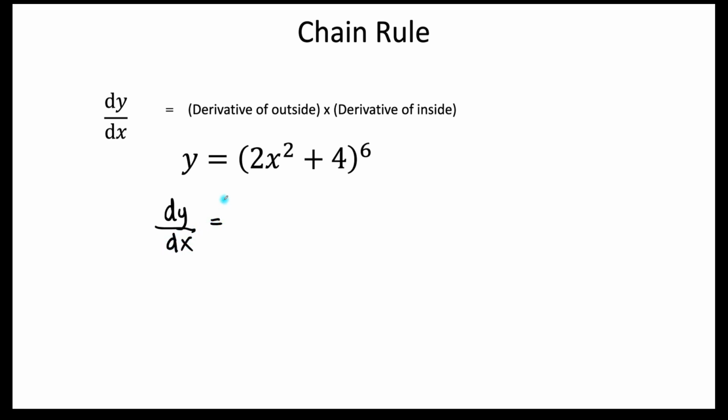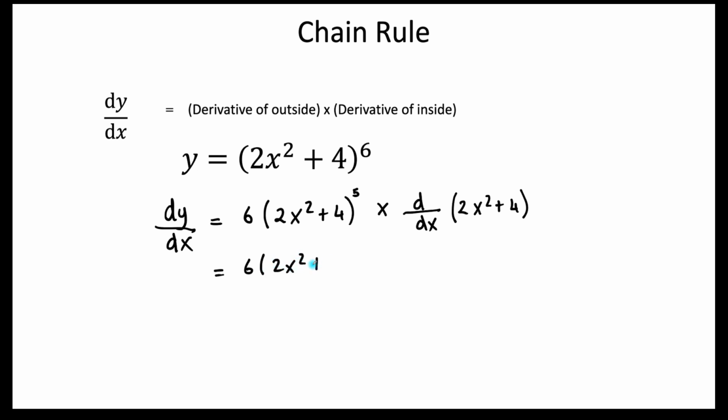So we've got dy by dx is equal to, we differentiate the outside part, bringing down the power using the power rule. So that will be 6 times (2x squared plus 4). I haven't differentiated the inner part, and I reduce the power by 1, and that goes to 5. Then I multiply by the derivative of the inside part. So I need to differentiate 2x squared plus 4.